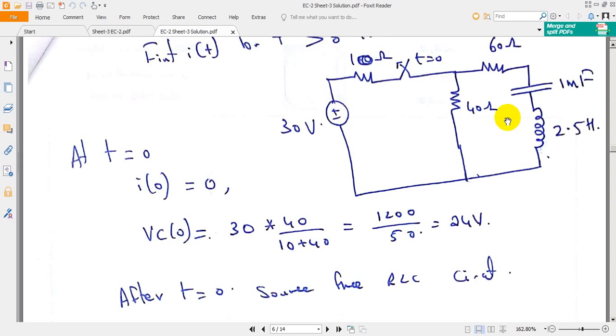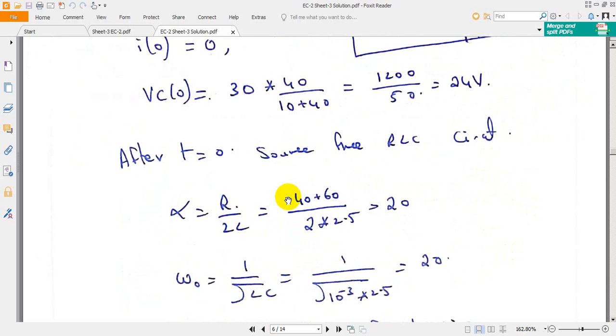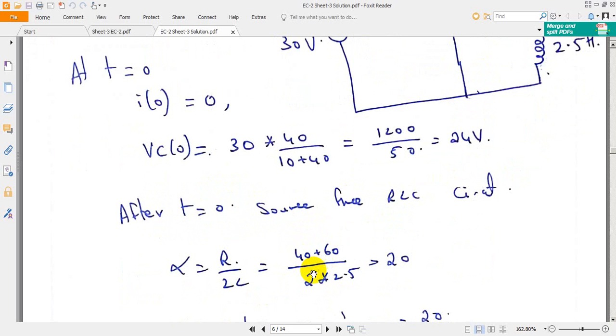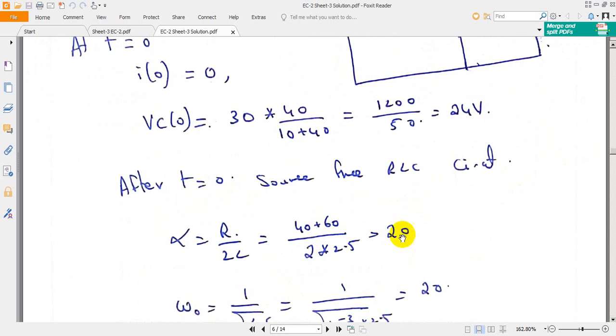When the circuit is in RLC series, 3 elements are existing. We need to identify the damping situation. To identify the damping situation, we need to evaluate alpha and omega naught. Alpha is given by R by 2L and omega naught is equal to 1 by square root of LC. Substitute the value of R in the RLC circuit, 40 and 60. Both are in series, so we can write it as 40 plus 60 divided by 2 into L value is 2.5. You will get it as 20.